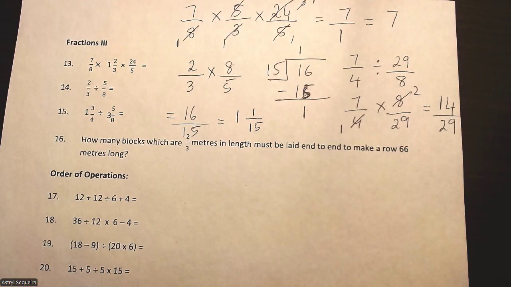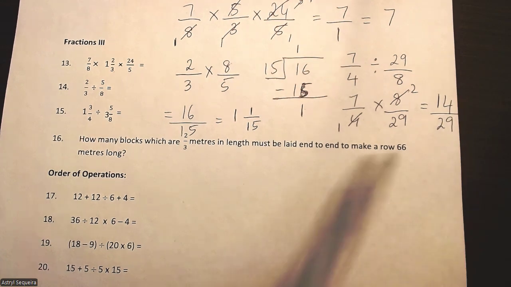14/29 cannot be turned into a mixed fraction because in order to turn a number into a mixed fraction, the number on the top has to be larger than the bottom. That's my final solution for that question over there.